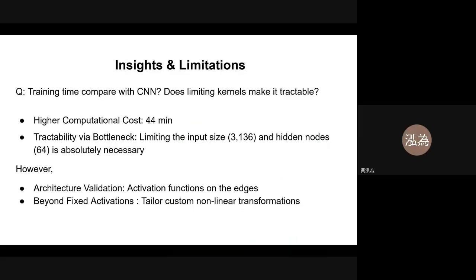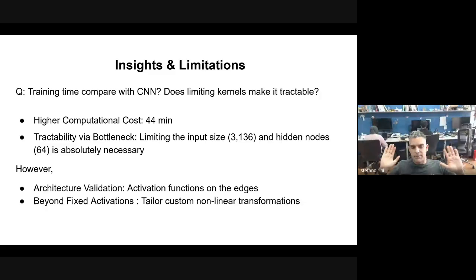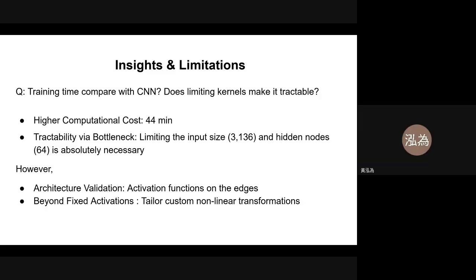Finally, we'll discuss our insights and the limitations of this model. What about the training time? KAN takes much longer. It took me about 44 minutes to train. I think it's maybe because KAN needs to calculate B-spline curves on every single edge. The computational cost is much higher than standard CNNs.